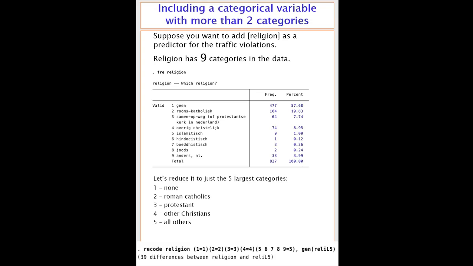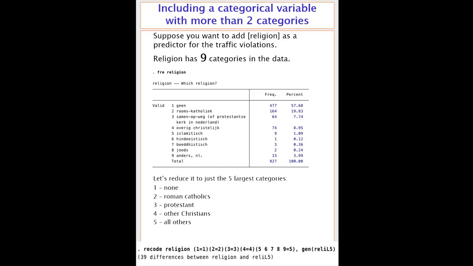So let's see what we have in our data. We have religion. I must admit that I do not really have an argument why I would think that you commit more or less traffic violations based on your religion, but nevertheless, let's give it a try. In the data we have 9 categories. Sorry, this is in Dutch: I'm not religious, Roman Catholic, Protestant, other Christian beliefs, Islamic, Hindu, Buddhist, Jew, or other religions. I'm not sure what that would be, but for the example here, it's not so convenient to have 9 categories.